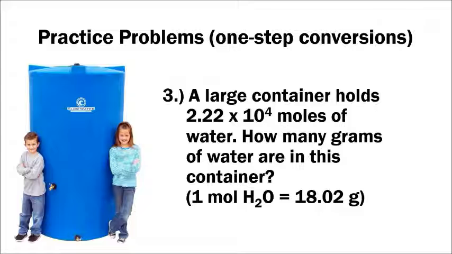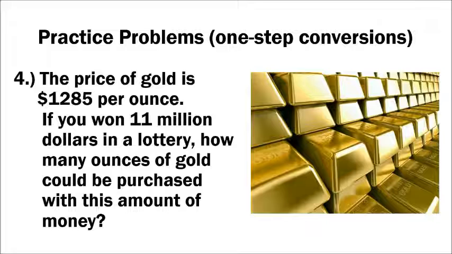All right, number 4. We're still doing one-step conversions. Suppose that the price of gold is $1,285 per ounce. If you won $11 million in a lottery, how many ounces of gold could you purchase with that particular amount of money? So again, you're going from dollars to ounces.